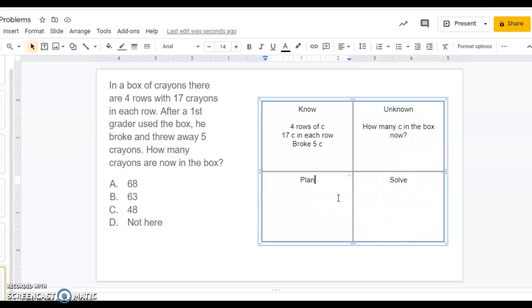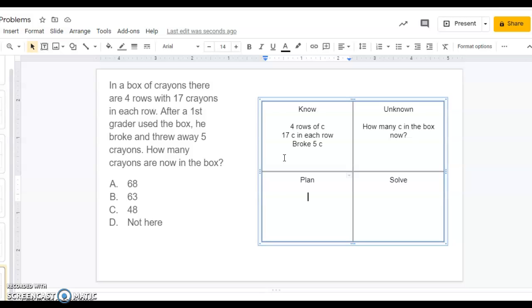And then I have to start planning. So I'm going to use what I know to start planning. And I see that I have quite a few things going on here. I have 4 rows, 17 in each row, 5 broken crayons. So seeing what I have in my know, I know this is going to be not just a 1-step problem, but at least a 2-step problem. So I need to decide what am I going to do first.